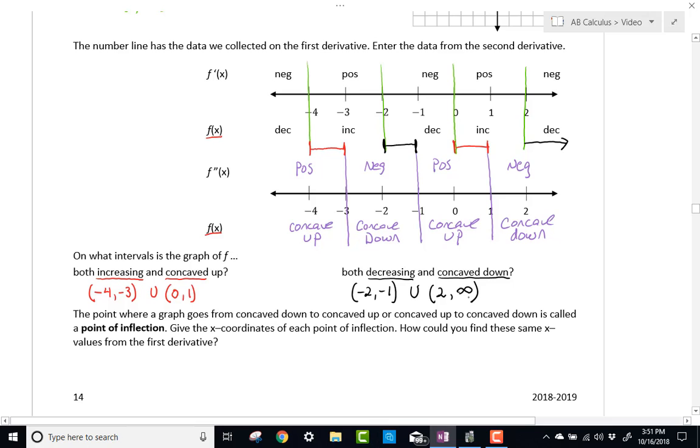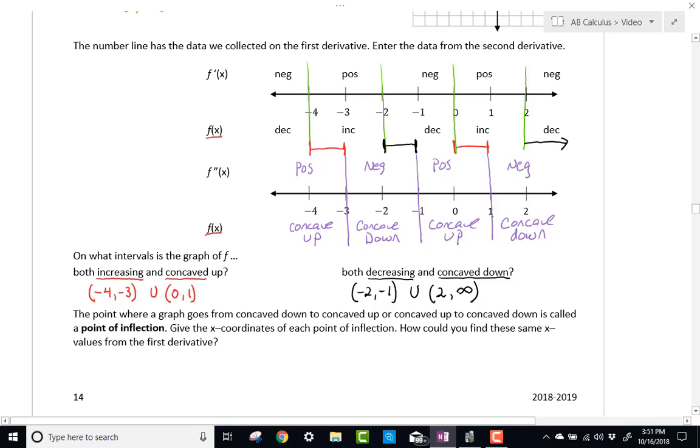So when f changes from concave up to concave down, we call that a point of inflection. Okay? So the point where a graph goes from concave down to concave up, or concave up to concave down, is called a point of inflection. Give the x-coordinates of each point of inflection. So I need to know where f goes from concave up to concave down.